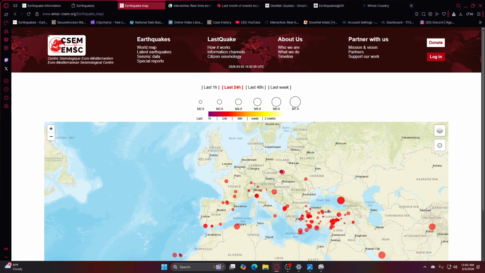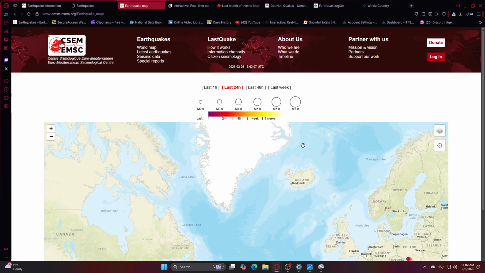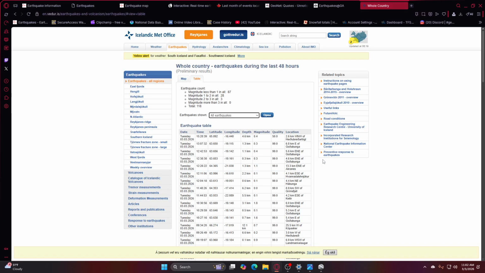So now we're going to go to Iceland, and I'm going to pull up Iceland here. As of today, Iceland is currently in a state of high volcanic vigilance. While there is no major lava-spewing eruption occurring at this moment, the Icelandic Meteorological Office has issued critical updates regarding significant magma accumulation and localized earthquake swarms.